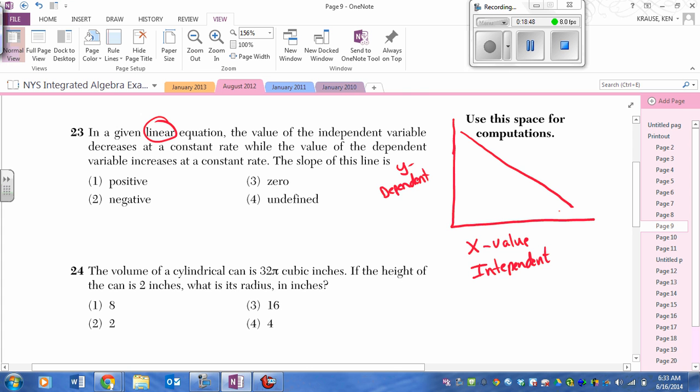Think about it. As you go this way, as the independent variable is getting smaller, what's happening to the dependent variable? It is getting larger. So the x values are getting smaller, the y values are getting bigger. Now if you want to turn that around so it makes more sense, you could say that the independent or the x values are getting bigger as the dependent or the y values are getting smaller. So as x gets bigger, y gets smaller, and that's a negative slope, obviously.